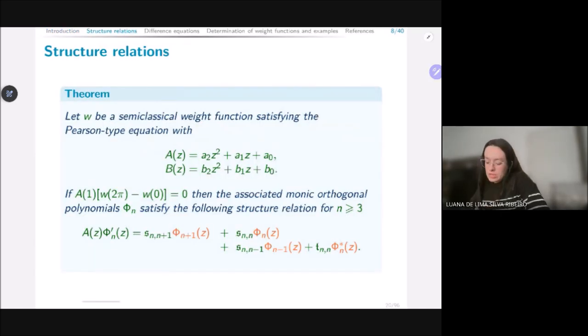Okay, so the first theorem is that when we have W, the wave function, semi-classical, satisfying a first order differential equation that we call the Pearson-type equation, and the polynomials that appear in the Pearson equation are polynomials of degree at most 2, and if we have this additional condition, then if we multiply A(z) by the first derivative of the polynomial of degree n, this expression can be written as a combination of the polynomial of degree n minus 1, of the polynomial of degree n, and here the reverse polynomial of phi n.